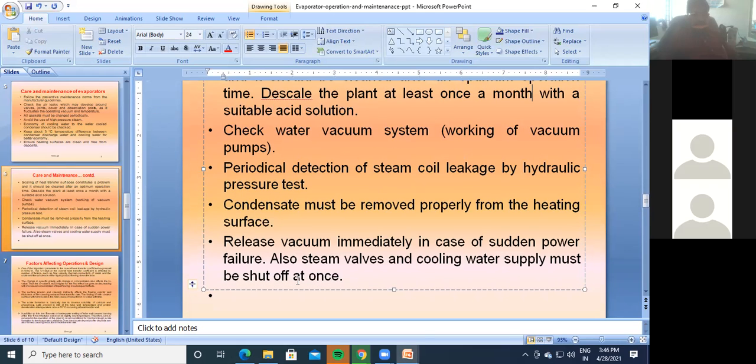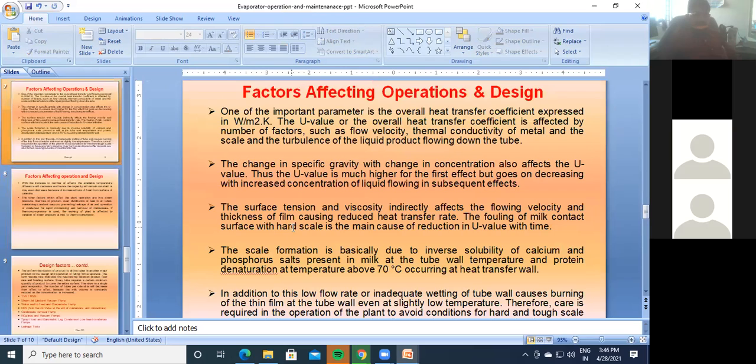Release vacuum immediately in case of sudden power failure. These are the different care and maintenance points. You should see that the overall heat transfer coefficient U value is affected by a number of factors: low flow velocity, U is low; high flow velocity, U is high; high thermal conductivity, U is high. So metal should be selected with high thermal conductivity and low scale, proper cleaning should be done, and proper turbulence should be maintained.